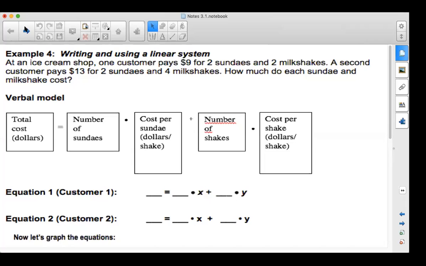So the word problem here says we want to write and use a linear system. So again, the key thing is I should have 2 equations when we write this. At an ice cream shop, one customer pays $9 for 2 sundaes and 3 milkshakes, or 2 milkshakes, not 3. So $9 for 2 sundaes and 2 milkshakes.